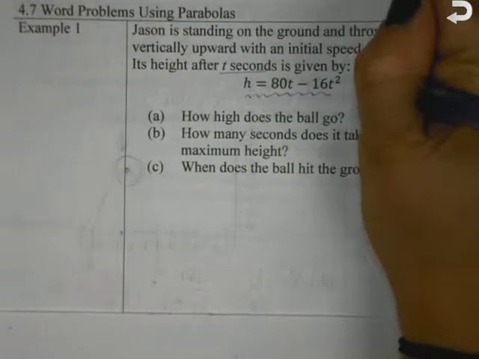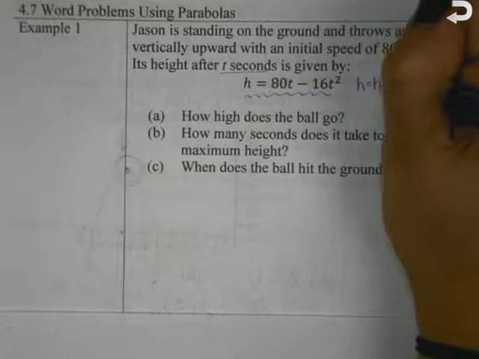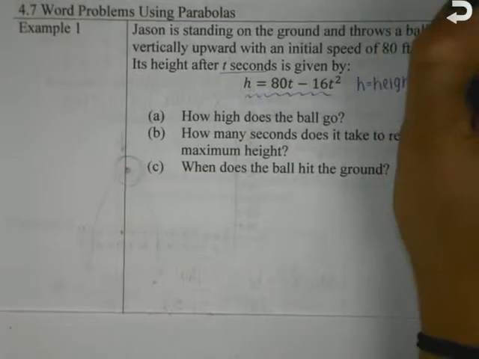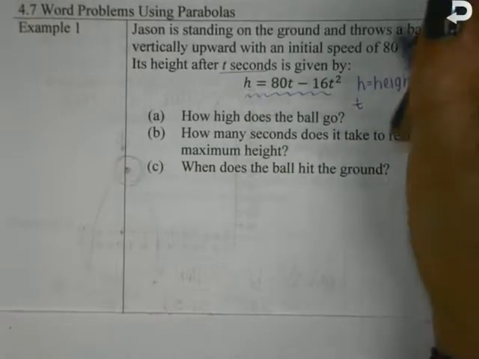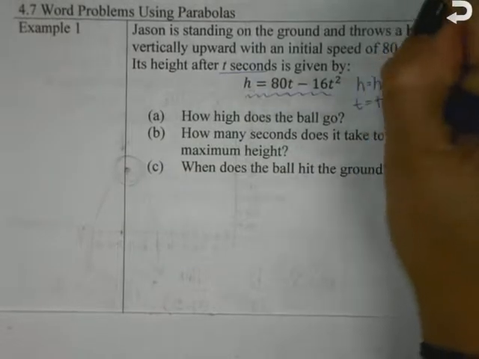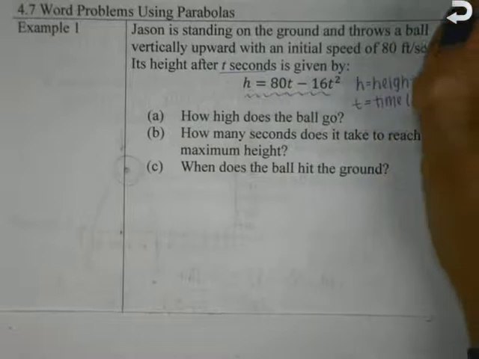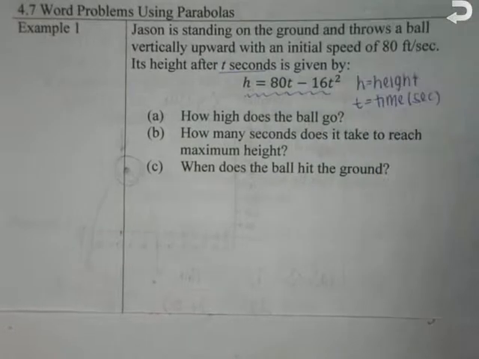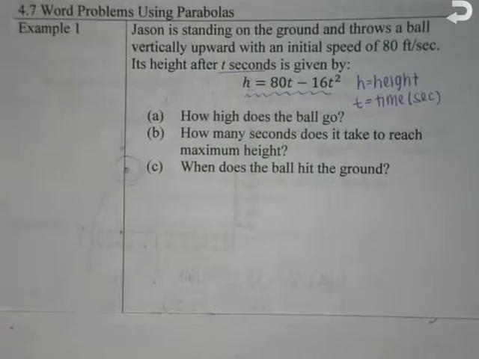H is your height. T is the time in seconds. Okay, so H is your height, T is the time in seconds. Okay, so I always draw, partly because it helps me see the parabola and what's going on. So let's draw Jason. He's going to be standing on the grass.